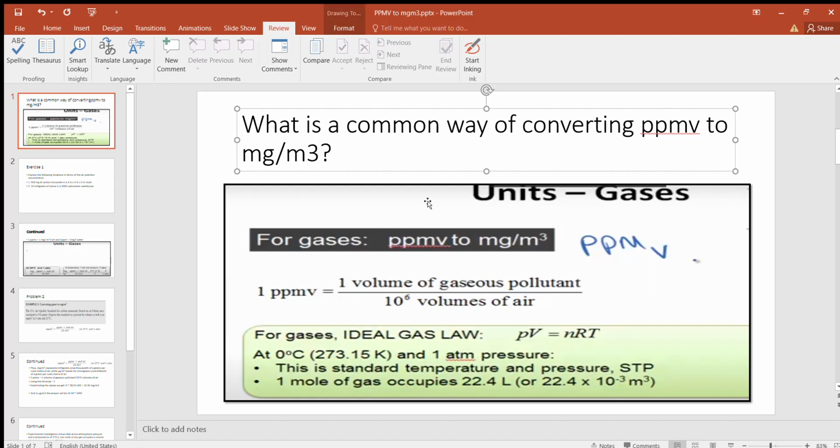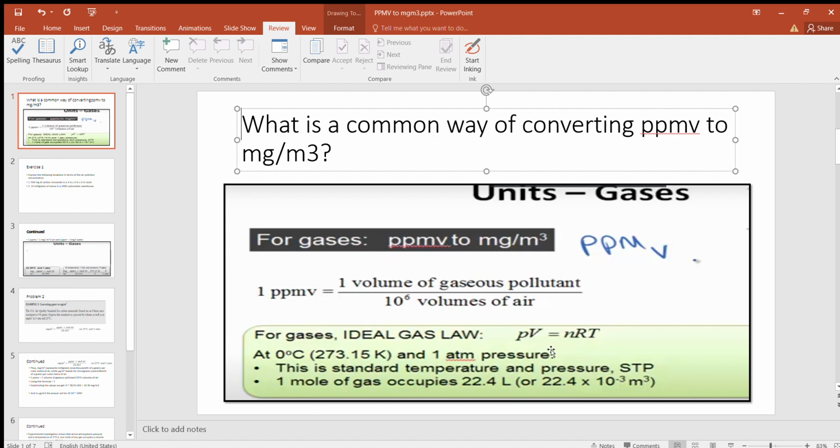In front of us you can see the units of gases. For gases, ppmv can be converted to milligram per meter cube, and 1 ppmv is equal to one volume of the gaseous pollutant that occupies 1 million volumes of the air. For the ideal gas law, we all know that PV is equal to nRT, where P is the pressure, V is the volume, n is the number of moles, and R is the gas constant.